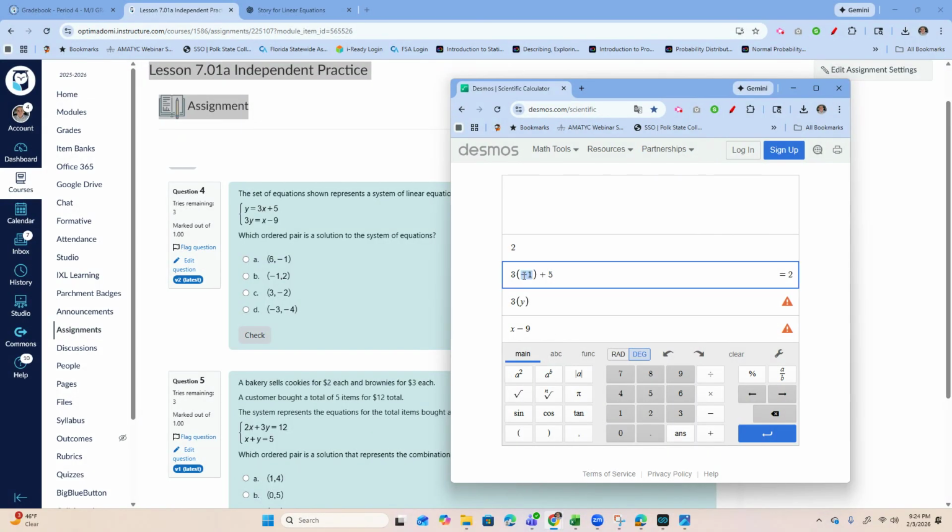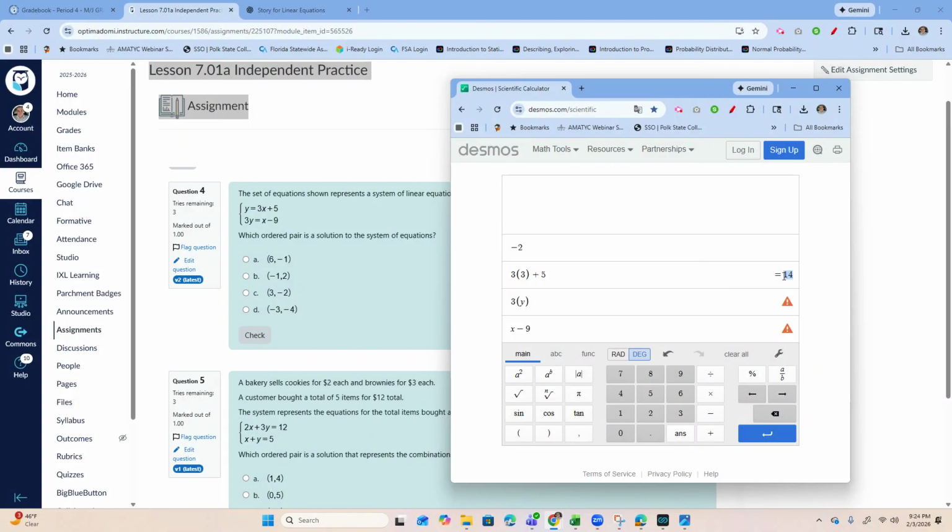Okay, so let me put everything back like I had it at the beginning there. Okay, so now we're going to try the pair 3, negative 2 in the first equation. So who's your y? Negative 2. Who is your x? My x here is 3. Okay, look, the first line is negative 2. The second line is 14.